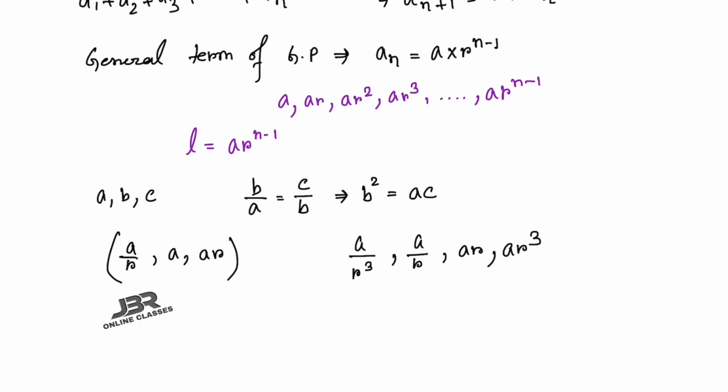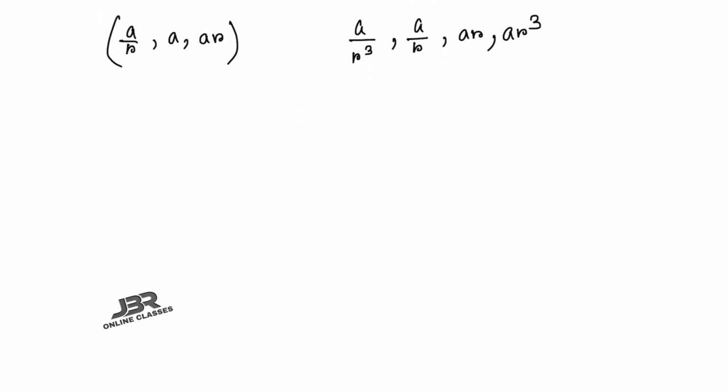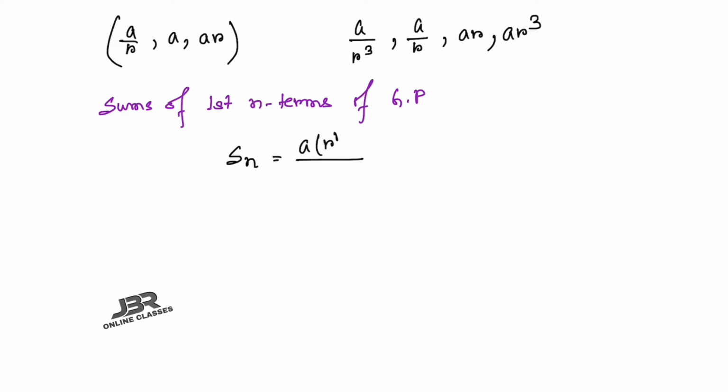Okay, now next one, the sum of first n terms of GP. Here the formula, Sn as the sum of n terms, equals a into r to the power n minus 1, divided by r minus 1, where r is not equal to 1. I repeat, Sn equals a into r to the power n minus 1 divided by r minus 1.